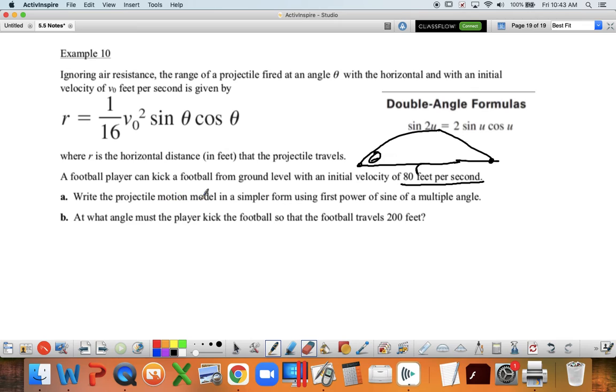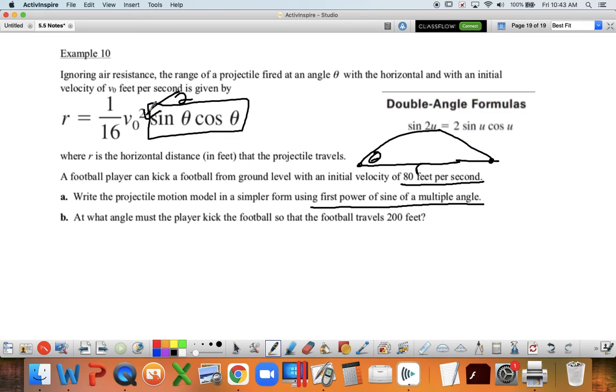Write the projectile motion model in a simpler form using only the first power of a sine of a multiple angle. So that's why I included this double angle formula up here. I want to try to take this equation and rewrite it as just the sine of 2x, or 2, in this case, theta, because that's what we have here. But right now, I just see sine theta, cosine theta. I need to have a 2 out front here.